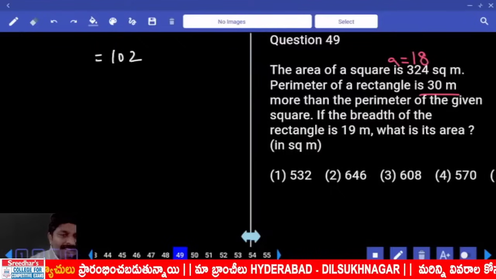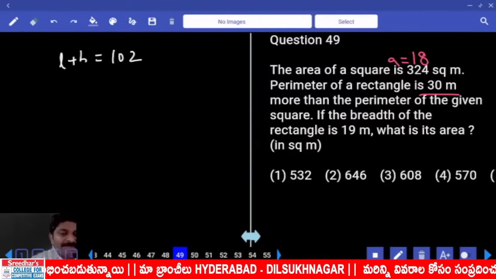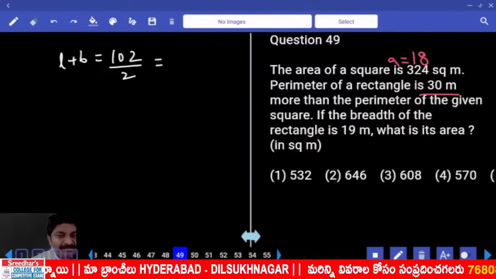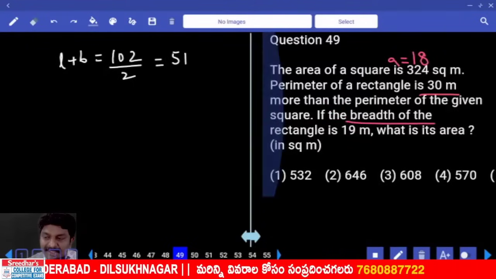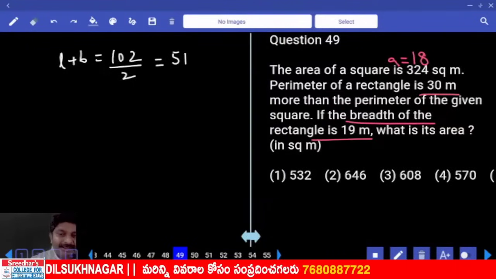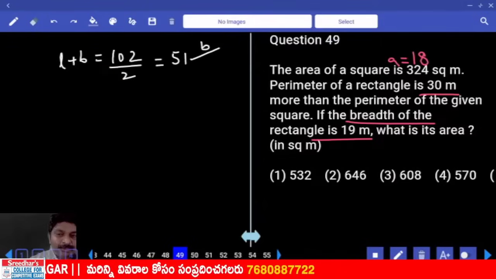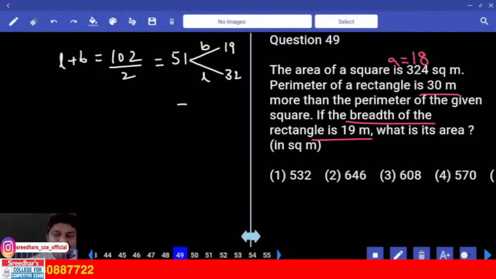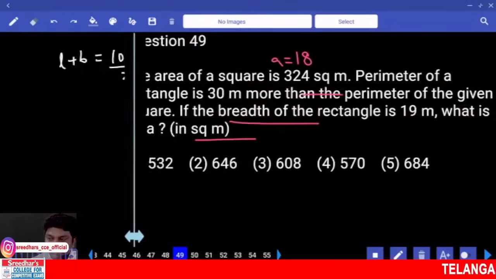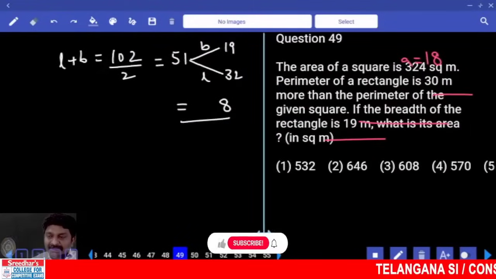2 times of L plus B. Then L plus B will be equal to half of this number, that is equal to 51. Breadth of the rectangle mentioned as 19. If breadth is equal to 19, remaining will be L, that will be equal to 32. What is the area? Area of the rectangle, length into breadth. Answer ends with 8. How many options are there? Only one. 608, final answer.